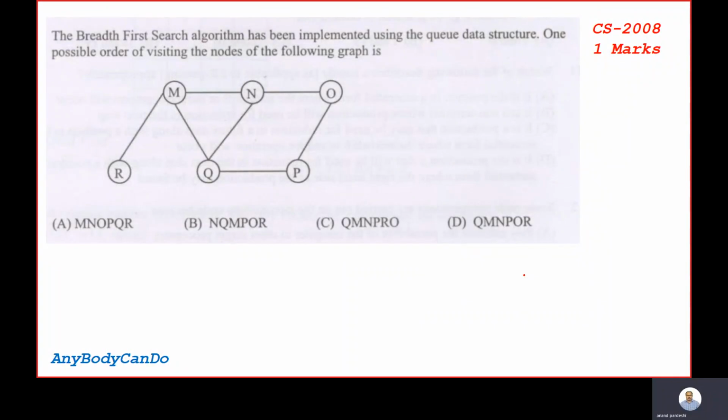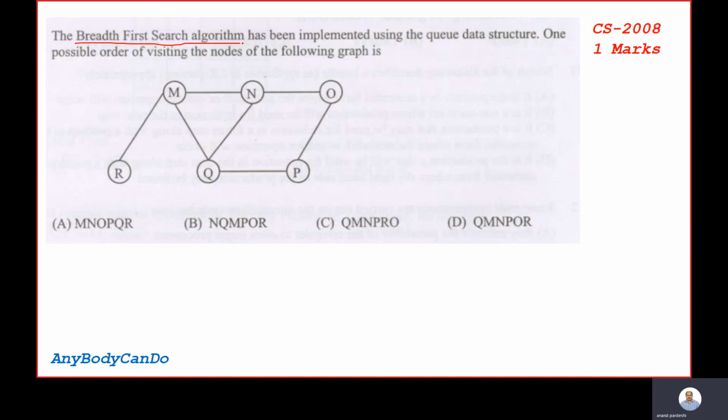In this video, I am going to discuss a question from GATE CS branch year 2008 for 1 mark. The breadth first search algorithm has been implemented using the queue data structure. One possible order of visiting the nodes of the following graph is. So in this question, they have given four options, out of which one is the possible order for visiting the nodes, which follows the concept of breadth first search.